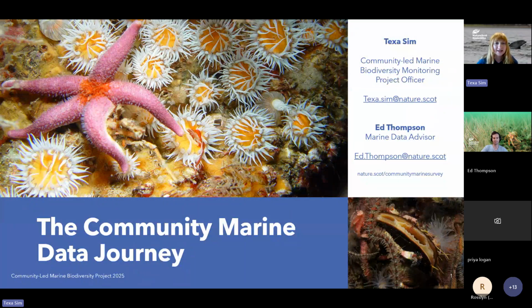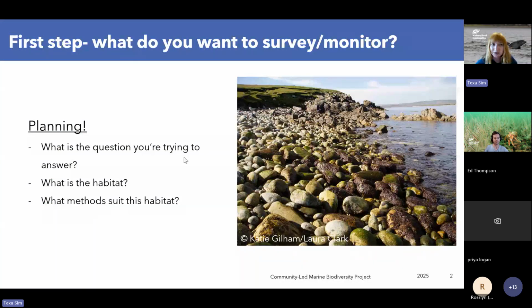So the very first step in collecting any marine data at all is deciding what you actually want to look at, what you want to survey and what you want to monitor. And while we're all really excited and really keen to just jump in, it is worth stepping back a little bit and trying to make a bit of a plan, really drilling down into what is the question ultimately you're trying to answer. That is the underpinning undertone that will help really drive the design of your survey and help you answer questions that you're looking to answer.